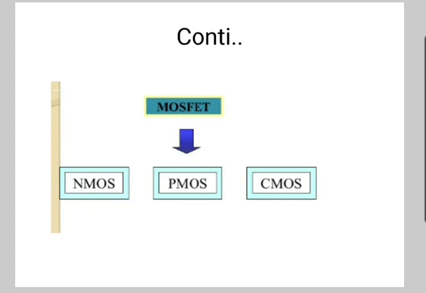There is one more technology, that is CMOS technology, complementary metal oxide semiconductor. First we will see the difference between CMOS and bipolar technology. CMOS technology has low static power dissipation. Bipolar technology has high power dissipation. CMOS has a low drive current, meaning high input impedance, and bipolar has a high drive current, meaning low input impedance. CMOS has high noise margin, bipolar has low noise margin.